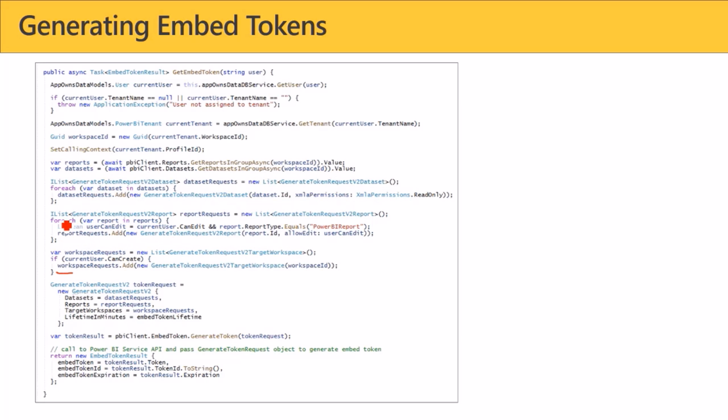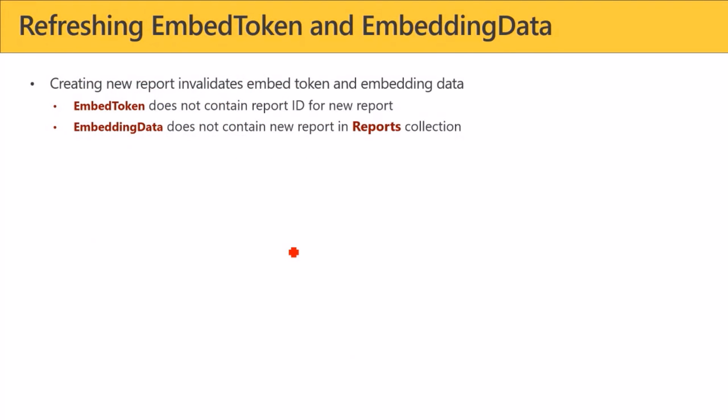And then also, this is not all that intuitive. If you want to be able to create new reports, you then need the GUID of the workspace ID in the embed token. And once you have that, that's how you can do save as or create new. Okay, so that's how we create the embed tokens.